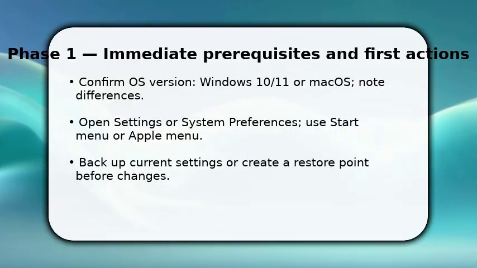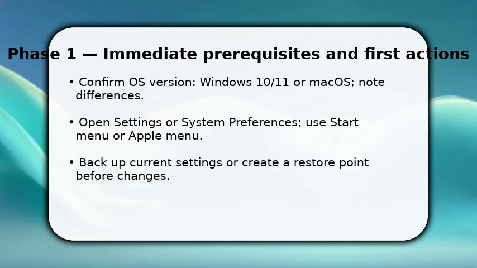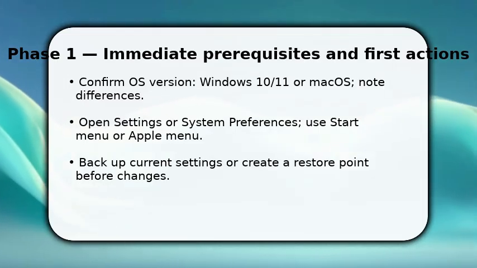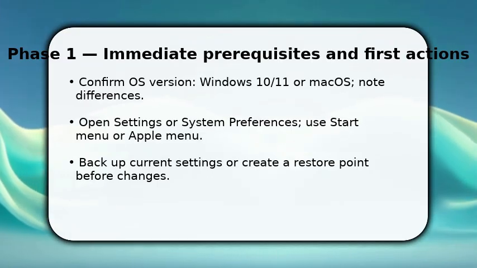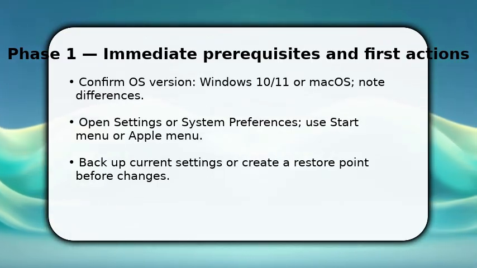Make sure to create a restore point or note current search bar options before changing anything, because this lets you revert if needed. Now, navigate directly to the Search, Taskbar, or Spotlight area. We will change Visibility and Provider next.